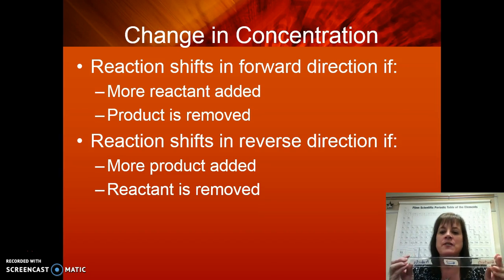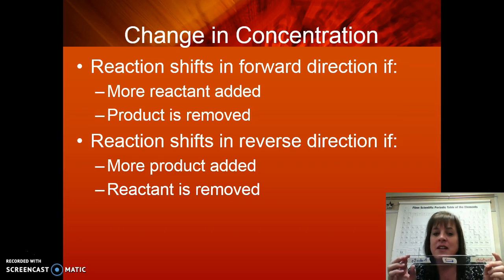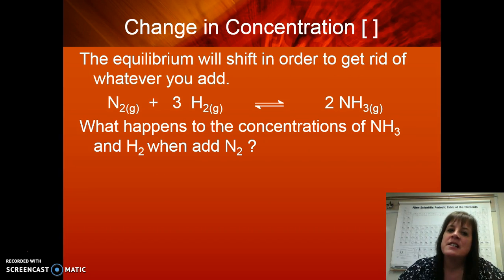So the reaction shifts in a direction to relieve the stress. If I add more of something, it's going to want to use it up, so the reaction shifts away from it. Or if I take something away, then it shifts to replace it. So it shifts in the direction to replace what I stole. So let's look at an example of this.